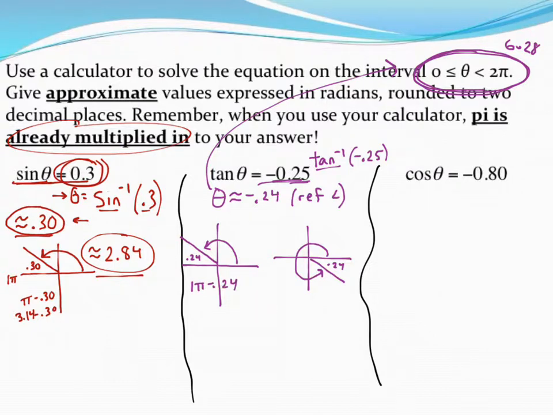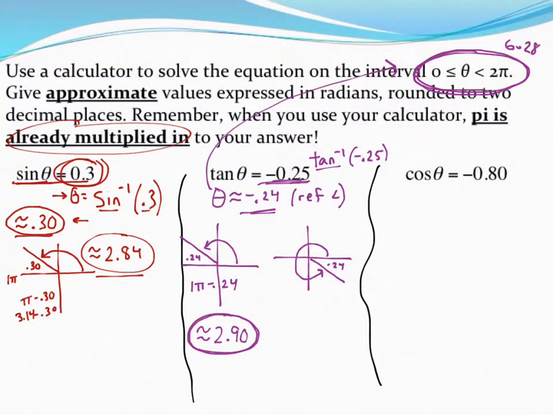And so this first angle comes out to be about 2.90. We would never find that on a calculator. Our calculator will only ever give us this negative 0.24 value, and so I have to do this part by hand. I can check it though using a calculator, do the tangent of 2.94, and you'll see you do get a reference angle of about negative 0.25.